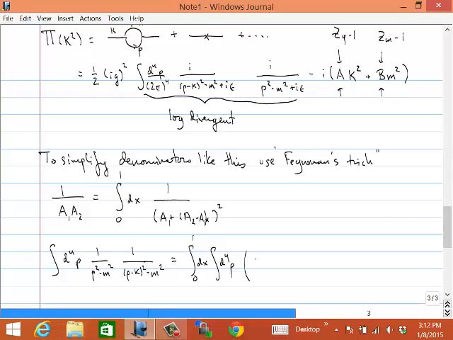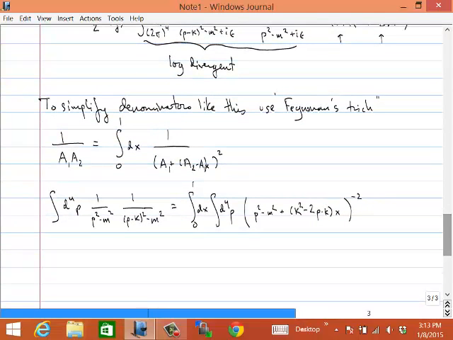What do you get? You get p squared minus m squared plus, well, a2 minus a1 will be k squared minus 2p dot k, times x, all to the minus 2 power. So we've combined those two denominators together at the price of introducing this auxiliary parameter x.